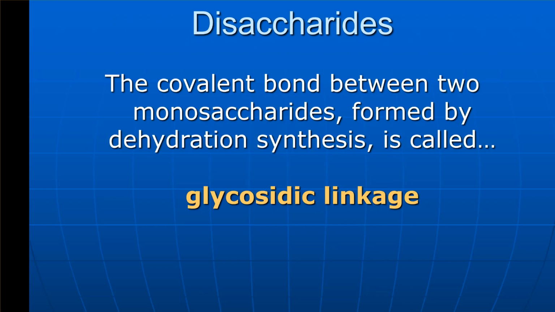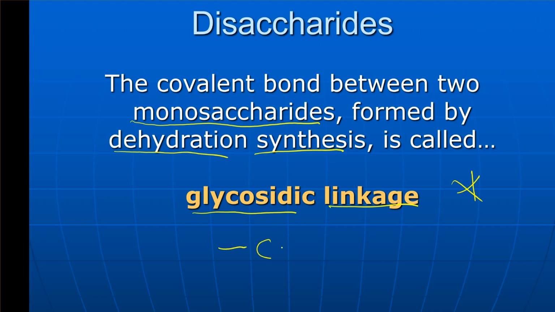Now I added the next slide. Sorry, it's sort of a boring slide, but I added it because otherwise I'd forget to tell you this. When you do your chapter guide, you will see this word glycosidic linkage. Sorry, here's the boring part of the lecture. The covalent bond between two monosaccharides, simple sugars like glucose, formed by dehydration synthesis like we just went over, is called a glycosidic linkage.